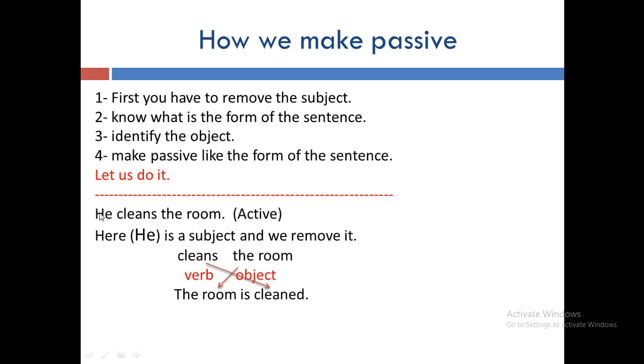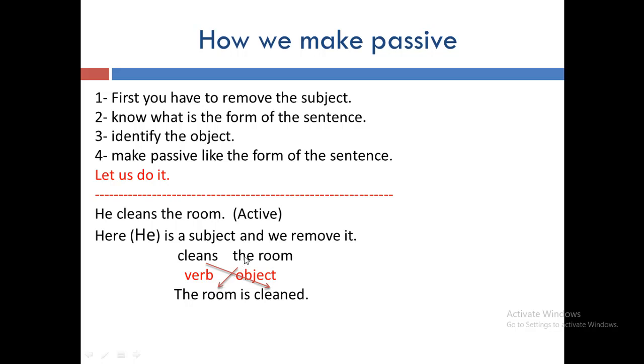So we remove the he and we know this is present simple, and we identified the object, and then we will do what? We will make the form of the sentence passive. So we will follow the rule of the present simple passive. The sentence will be like this: the room comes to initial, the room.